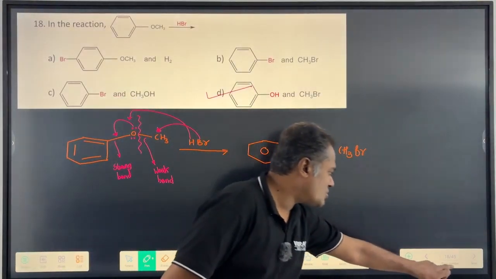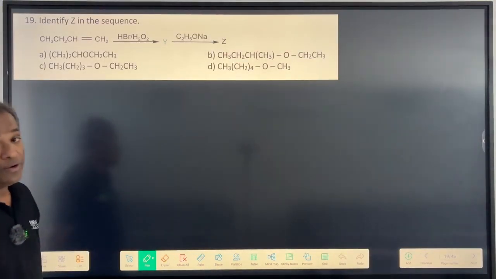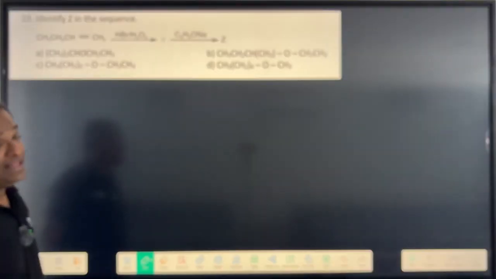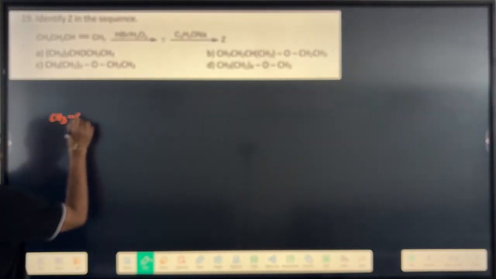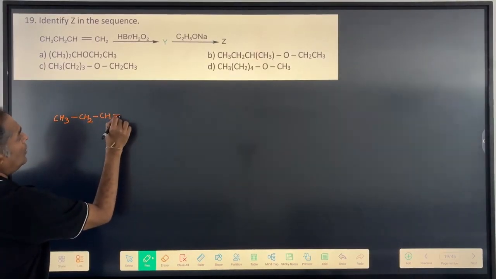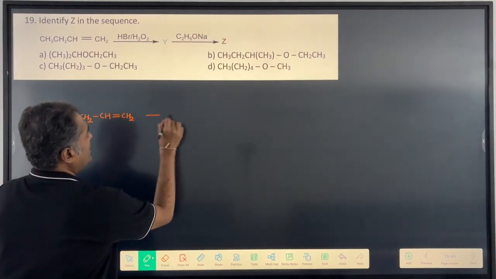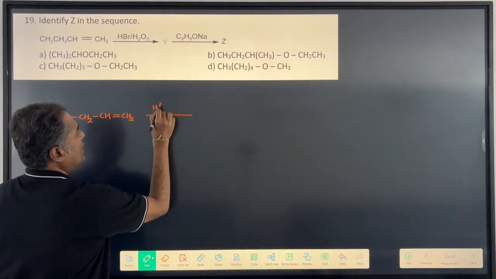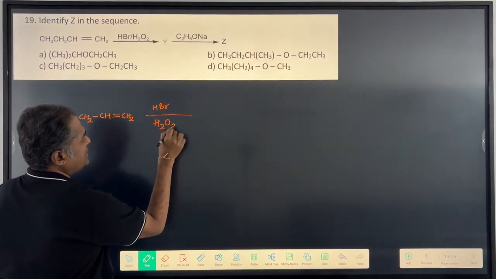Let us proceed with the next question, child, what we have on the screen. Now, identify Z in the sequence. Basically, child, what is given over here? It is but-1-ene, correct? Now, treat this with HBr, and along with that they have given peroxide. So, basically which reaction is it, child?